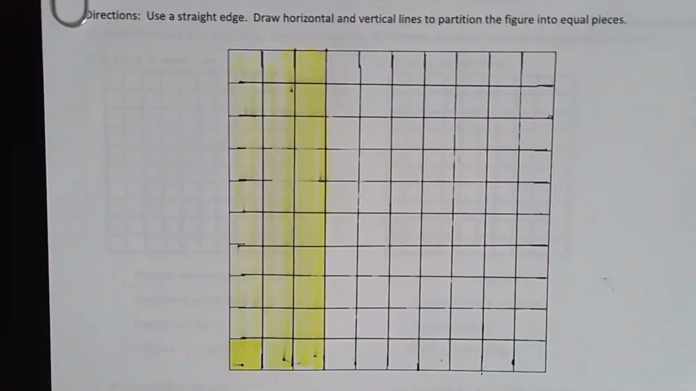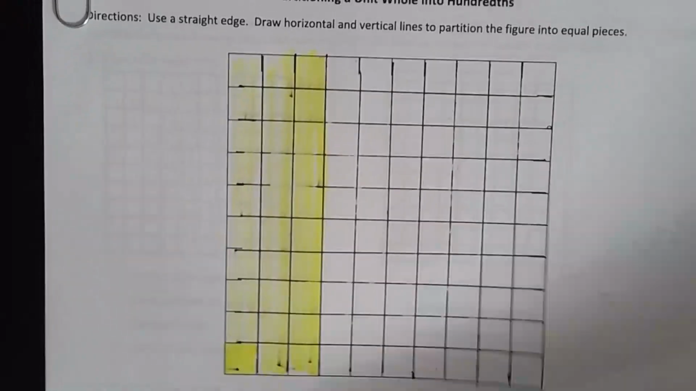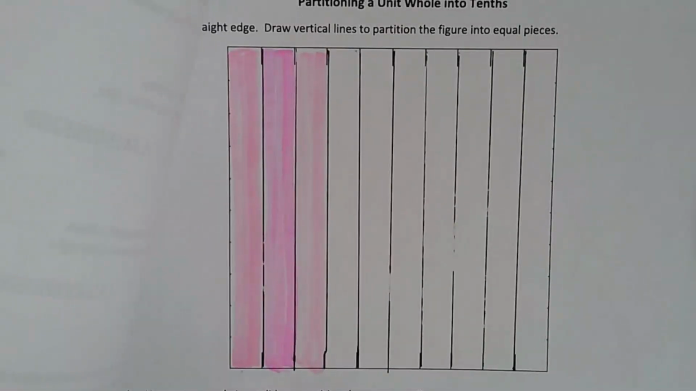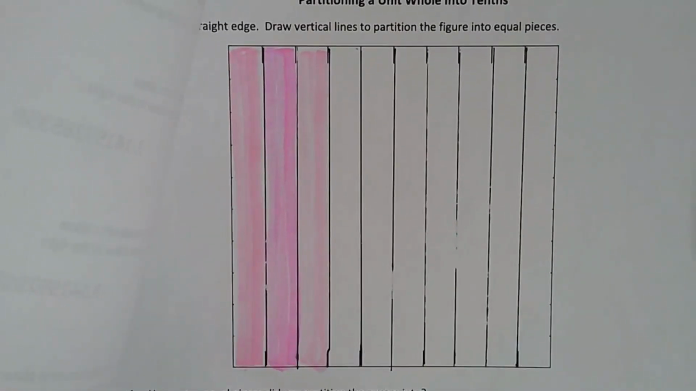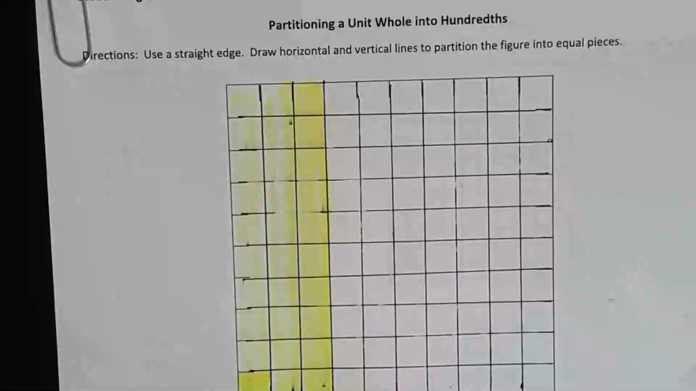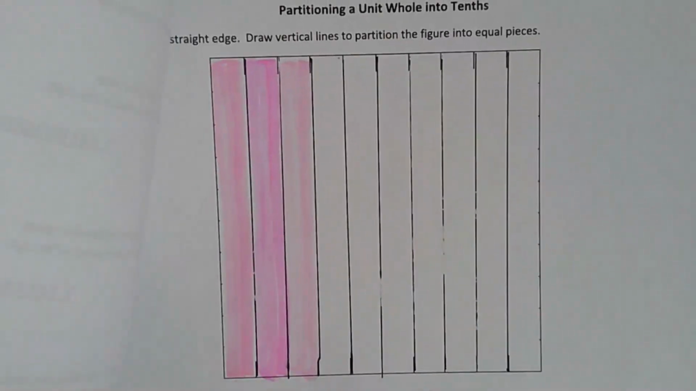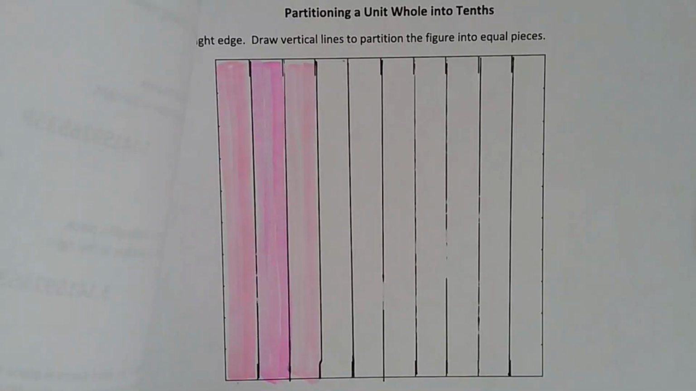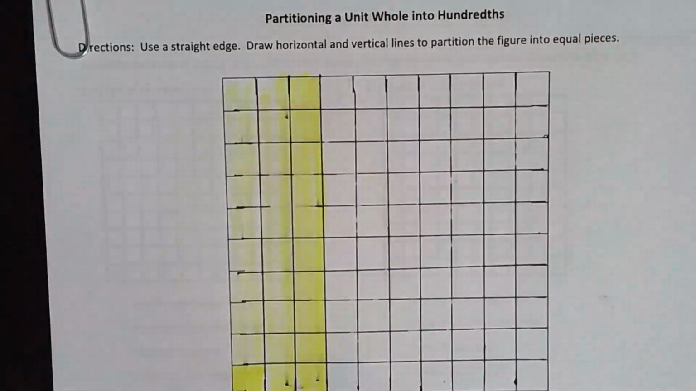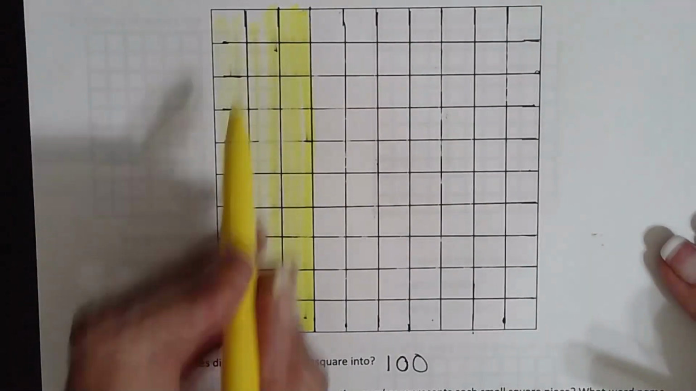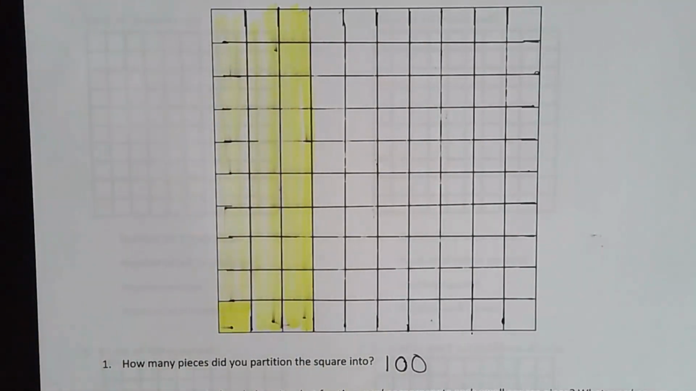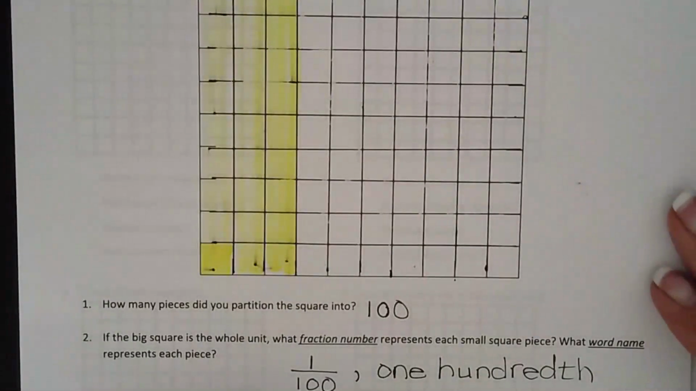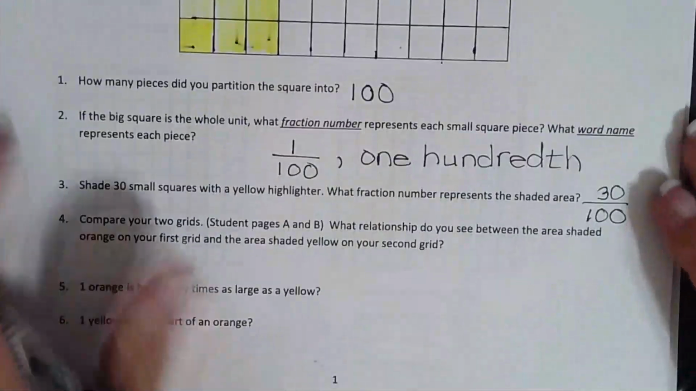And think about what we did in the last page. Weren't they the exact number shaded? 3 whole columns, 3 whole columns. So on this page, we called it 3/10. On this page, how many are shaded? 30. Out of how many make a whole? 100. So 30 shaded out of 100 make a whole.